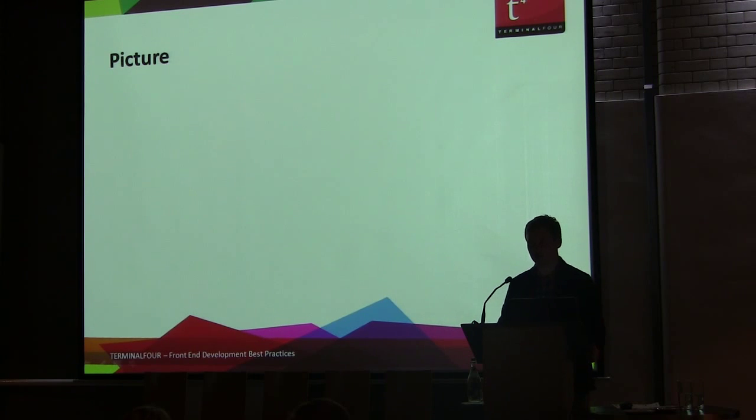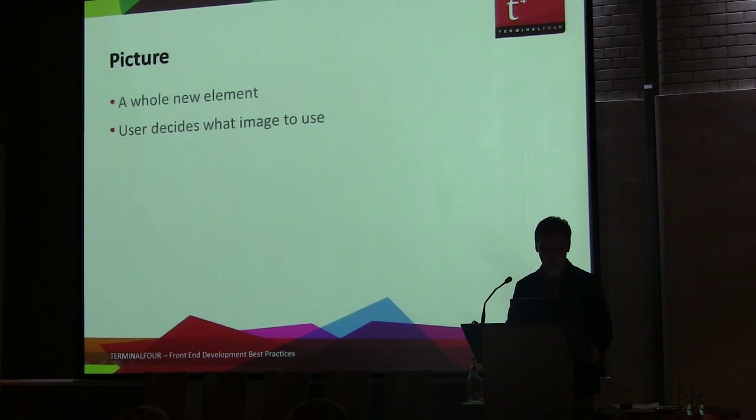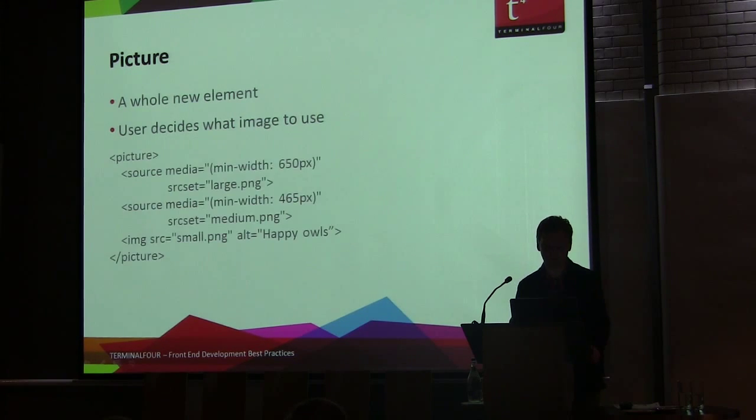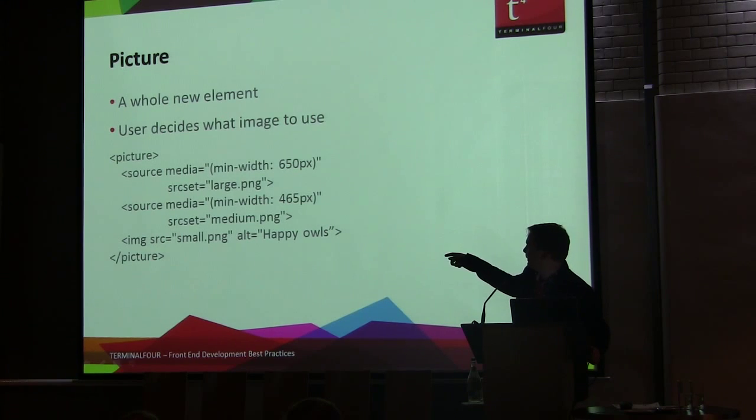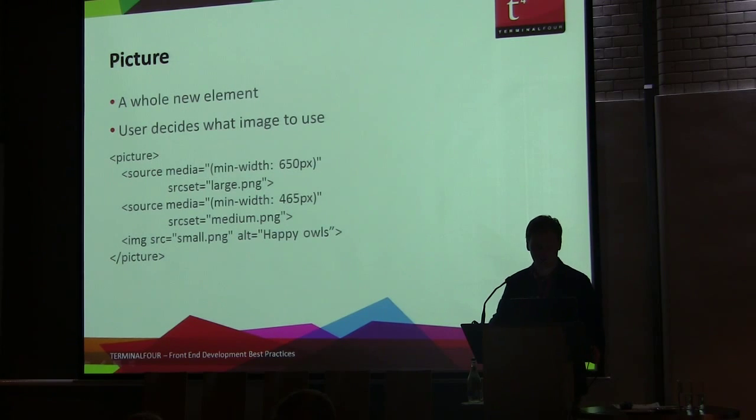Then there's the picture element, which also uses the source set attribute, but a bit differently. It's a whole new element within HTML, and the user decides what image to use in the picture element. Here's an example of a picture element. I've got a picture, and then I've got two sources, and then I've got this image with a source and the alt text as a kind of fallback. And that means you can use this now. Old browsers will fall back and use that image element, and it's fine.